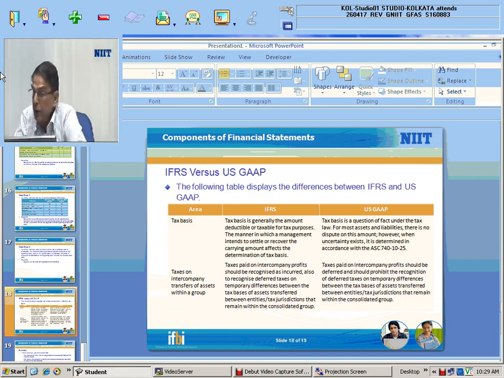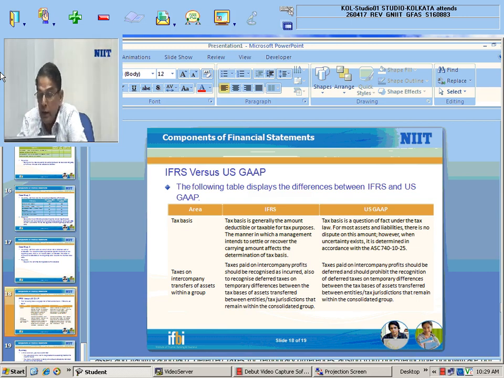Deferred taxes for temporary differences arising from non-deductible goodwill are not recorded under both US GAAP and IFRS. And the tax effect of items accounted for directly in equity during the current year is allocated directly to equity. Neither US GAAP nor IFRS permits discounting of deferred taxes. Okay.